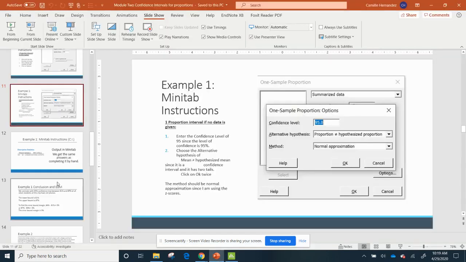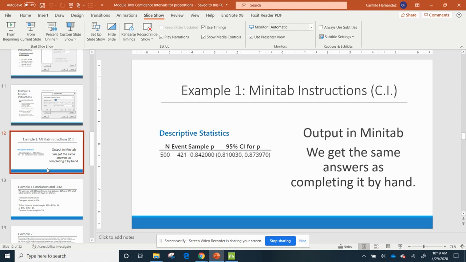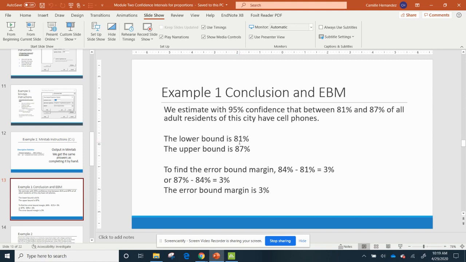And if I go back to the PowerPoint, I see the exact same thing. And then I can conclude that the lower bound is 81, the upper bound is 87, and that the error bound margin is 3. In the first slide you saw, I had 87.4. I think for proportions, let's keep it as whole numbers. It will make your life easier, and the error bound margins should work out pretty easy.